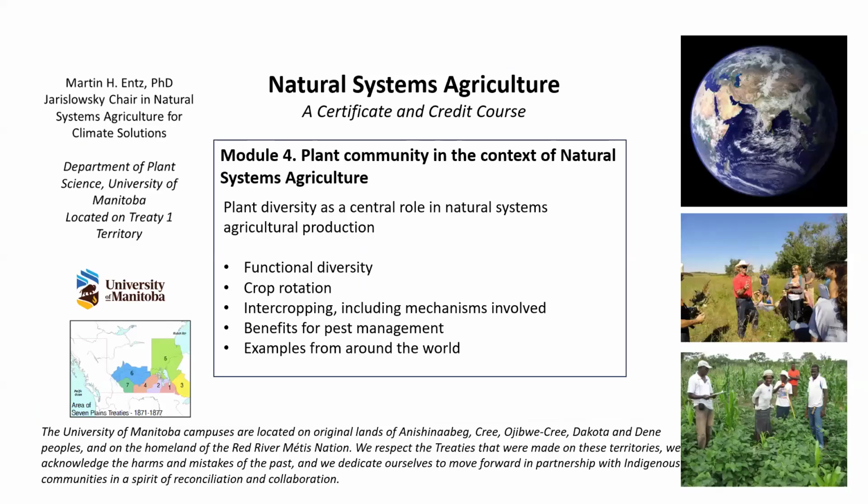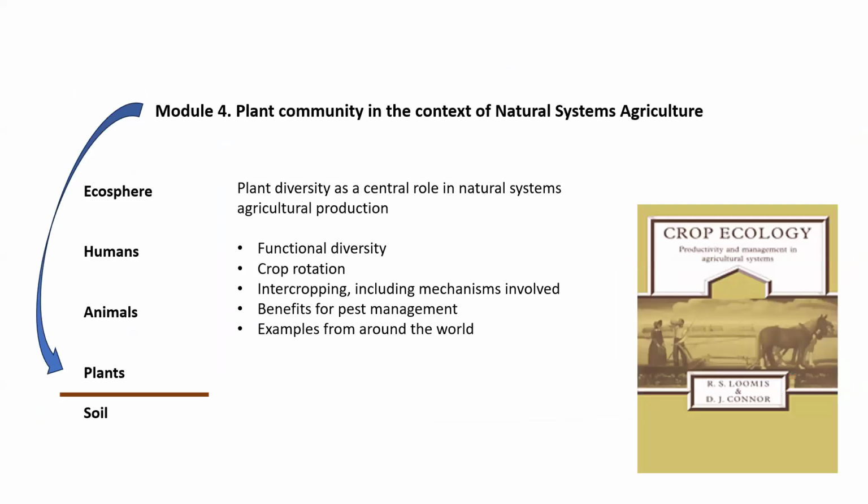Module 4 has us talking about the plant community, with a focus on diversity as a central part of natural systems agriculture. And as you will recall from previous modules, we are working our way up from the soil to plants and then to animals and up all the way to the ecosphere.